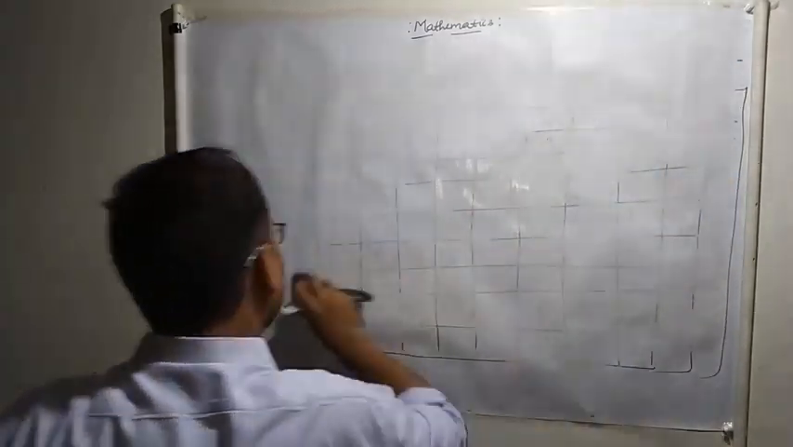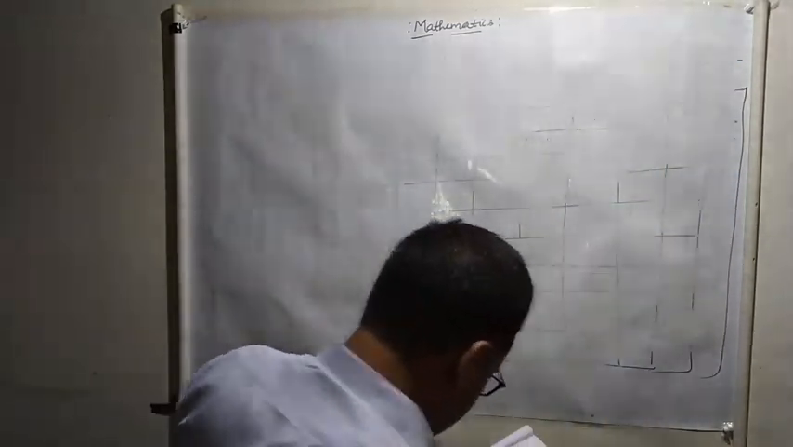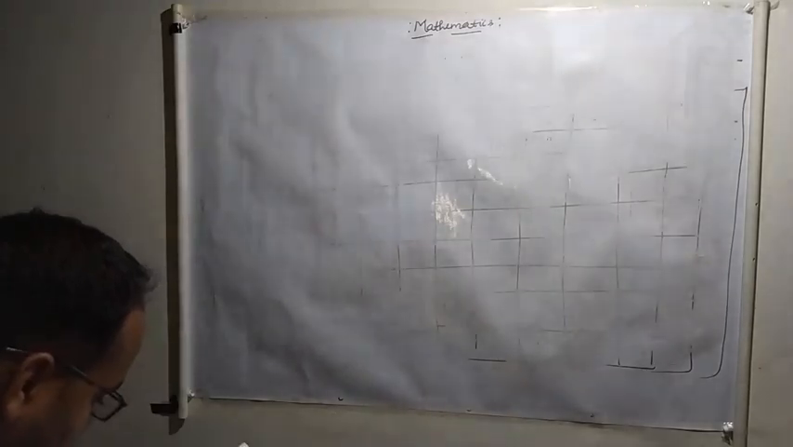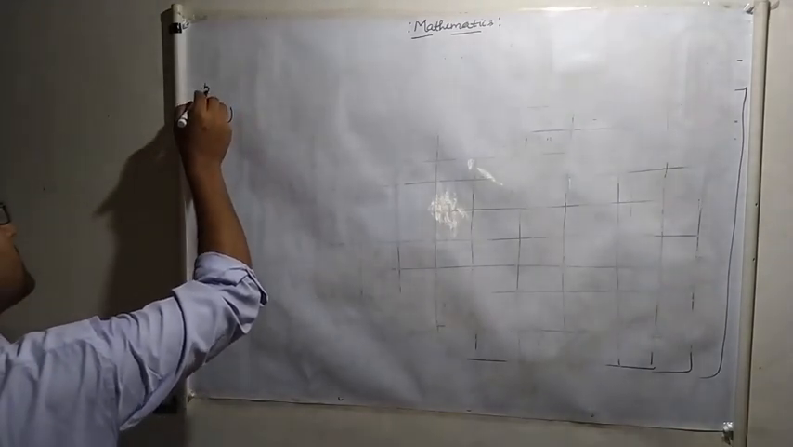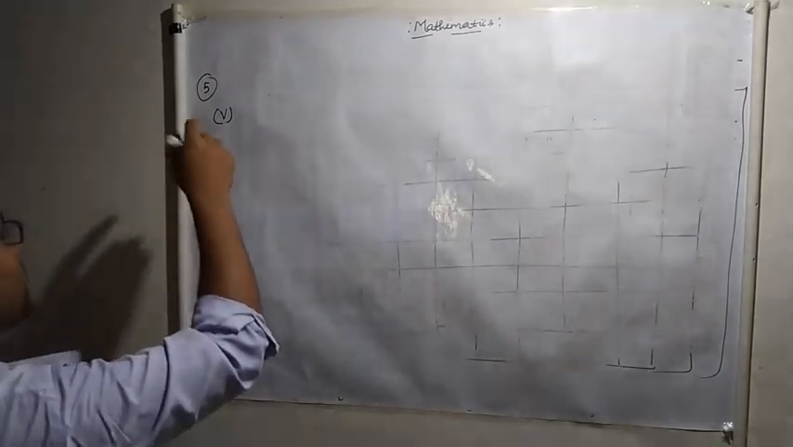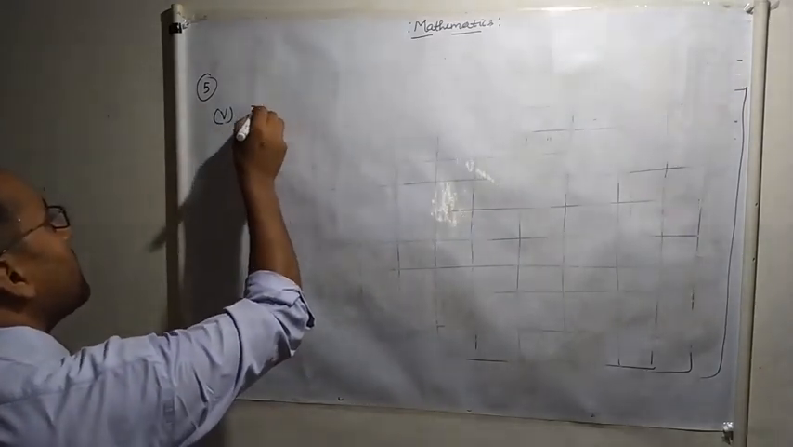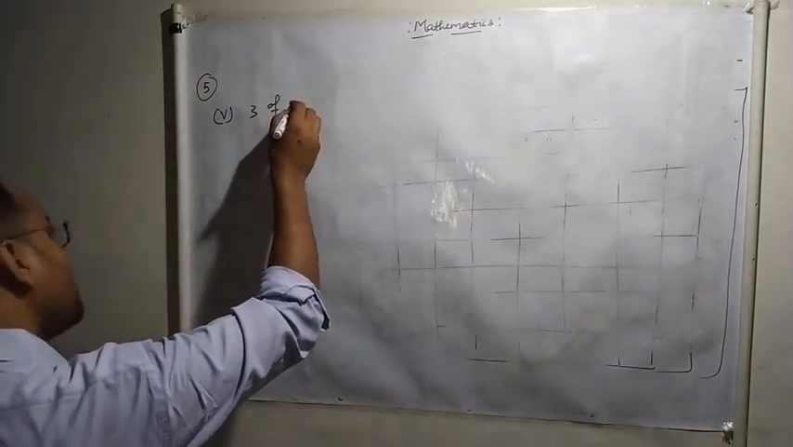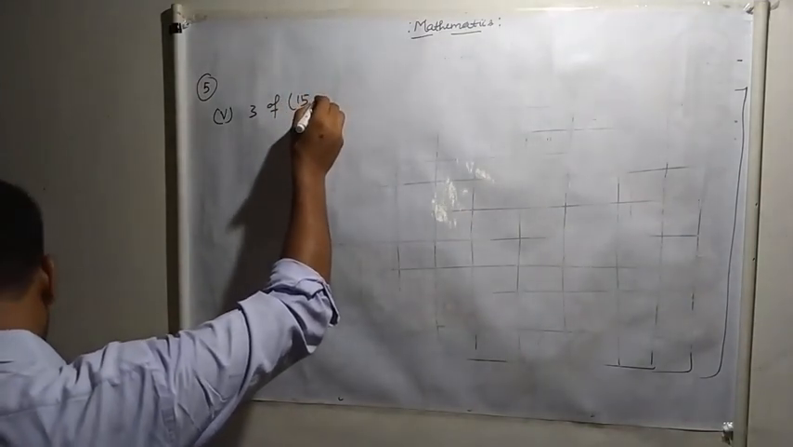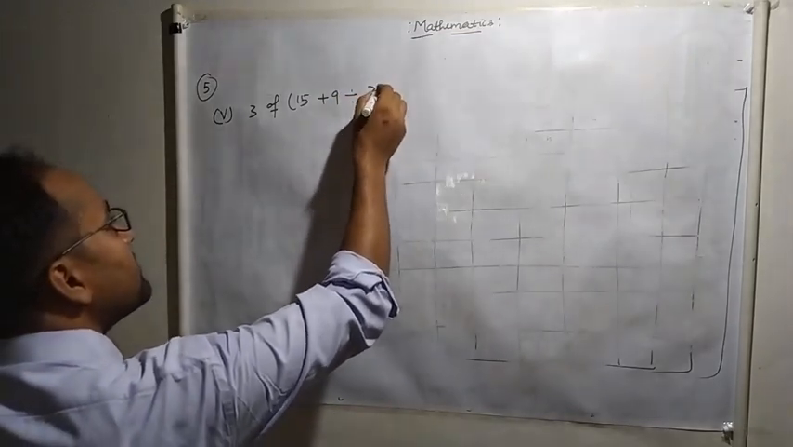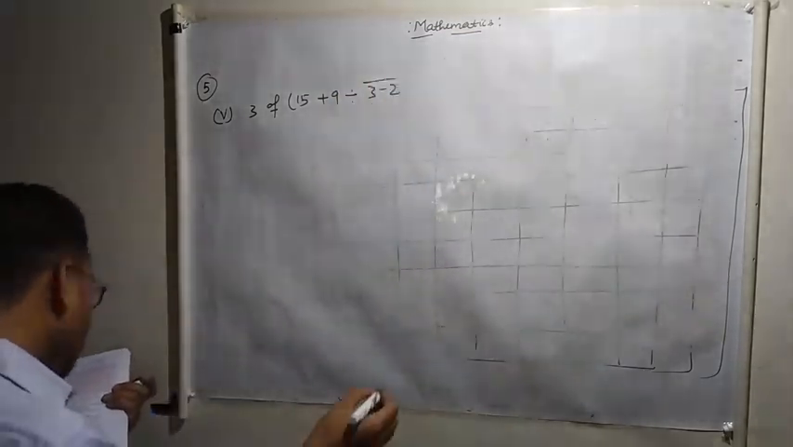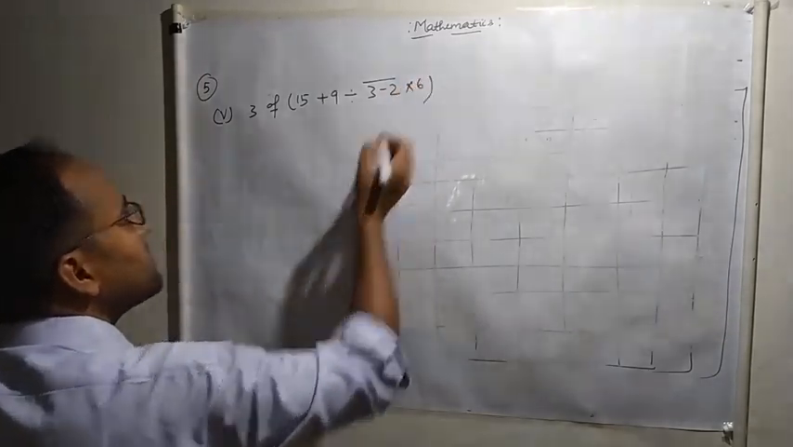Some simplification I want to do. Question number fifth. The fifth question is to simplify the following: 3 of (15 + 9 ÷ 3 − 2) × 6.